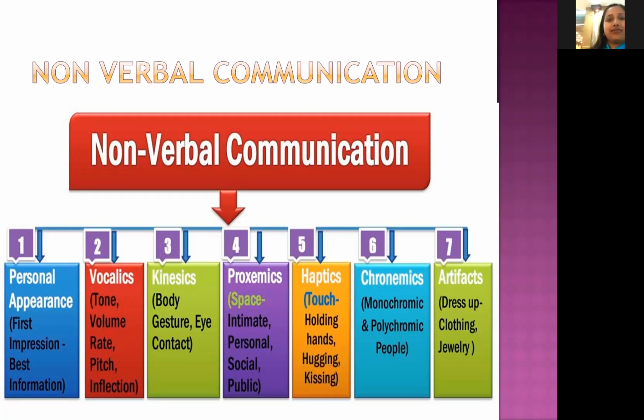There are two types of chronemics, monochronic and polychronic people. Mono means that a person is communicating at only one point of time. And polychronic is when people are simultaneously communicating with lots of people. We will discuss in detail in the next chapter. And the seventh one is the artifacts. How we dress up ourselves, what kind of clothing we are wearing, what kind of jewelry. Let us discuss the next.